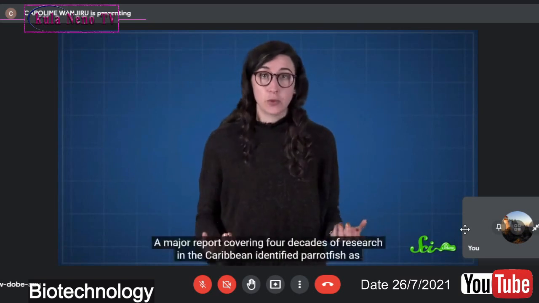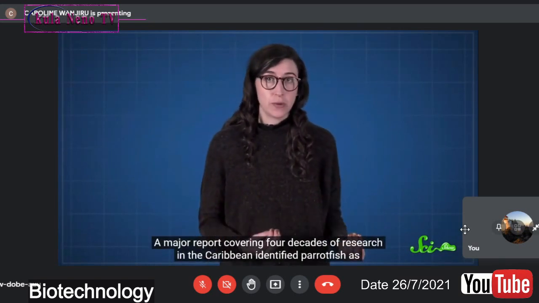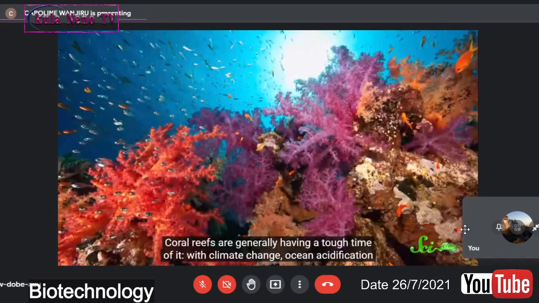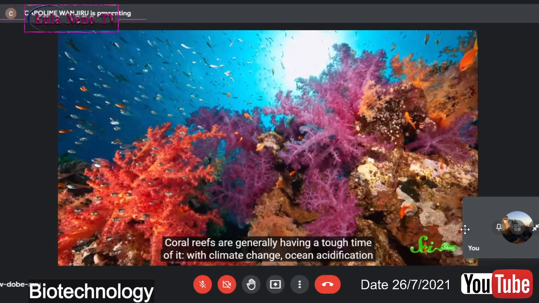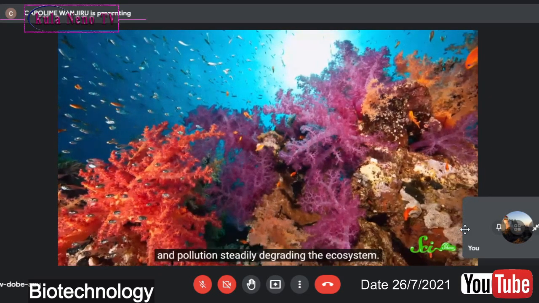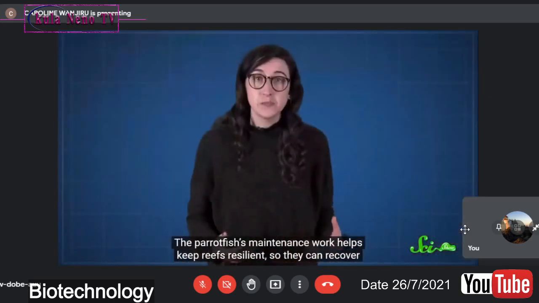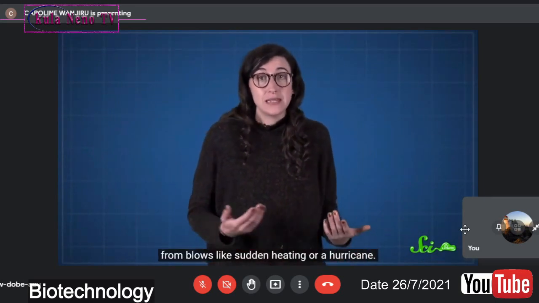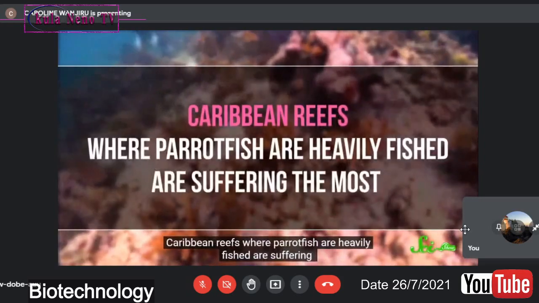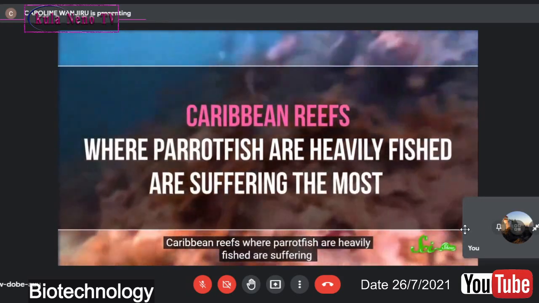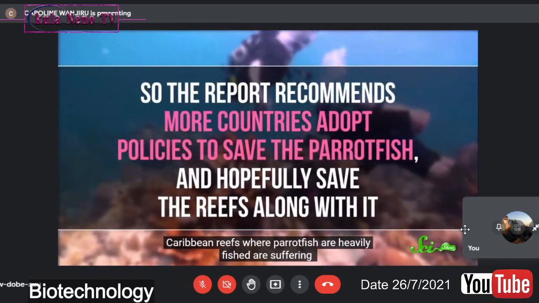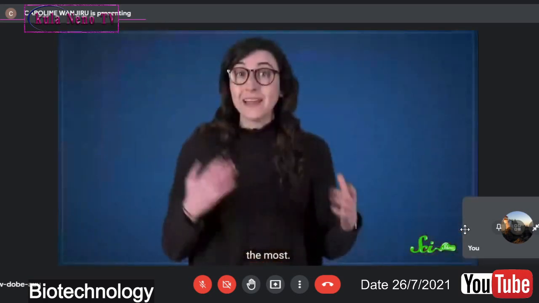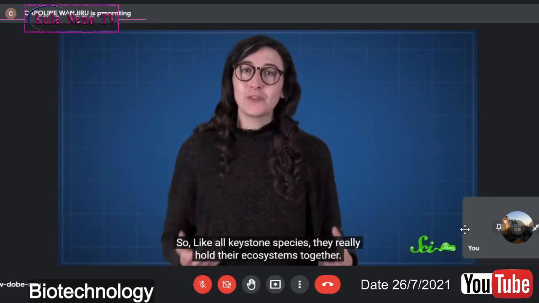A major report on decades of research in the Caribbean identified parrotfish as a group to keep a special eye on. Coral reefs are generally having a tough time of it, with climate change, ocean acidification, and pollution steadily degrading the ecosystem. The parrotfish's maintenance work helps keep reefs resilient so that they can recover from blows like sudden heating or a hurricane. Caribbean reefs, where the parrotfish are heavily fished, are suffering the most. So the report recommends more countries adopt policies to save the parrotfish, and hopefully save the reefs along with them. So like all keystone species, they really hold their ecosystems together.